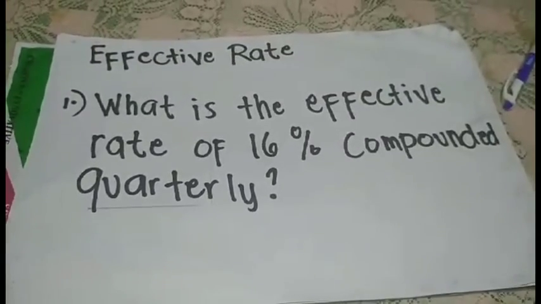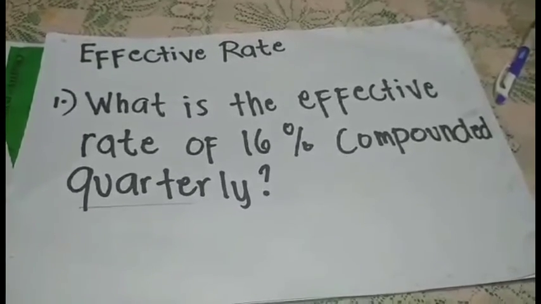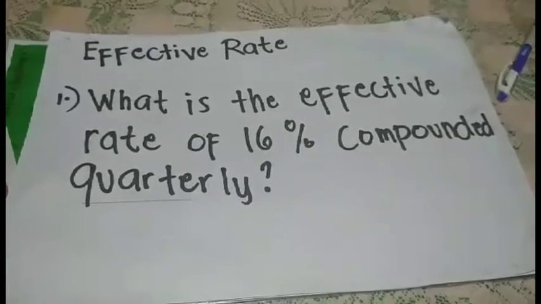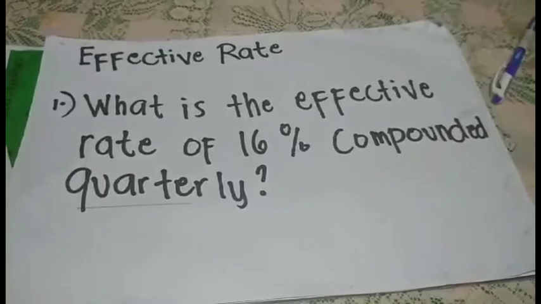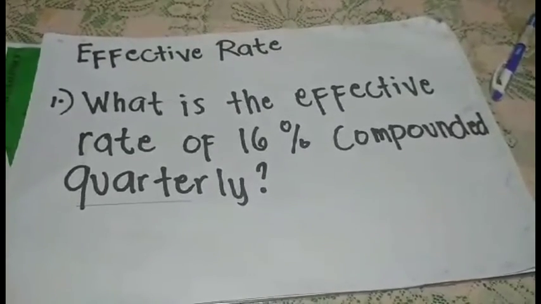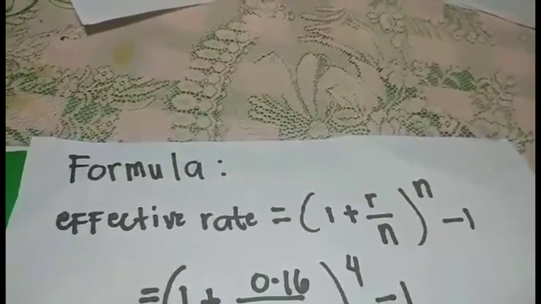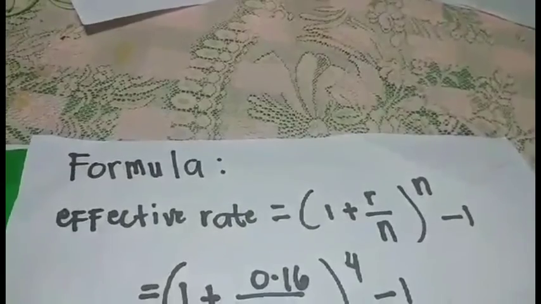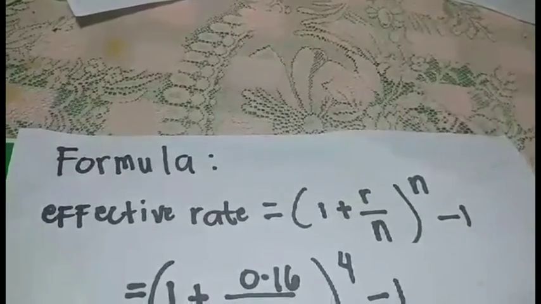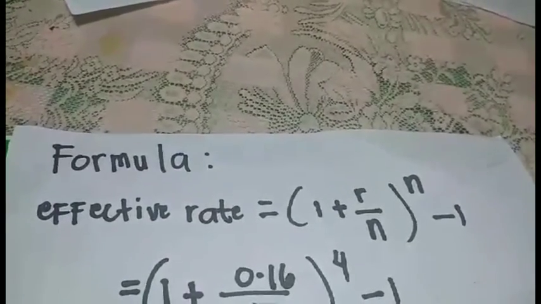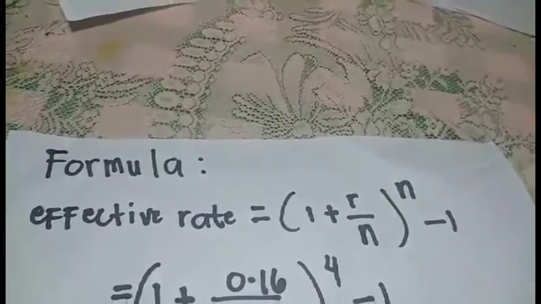So now let's proceed to effective rate. Effective rate is the simple interest rate that would yield the same amount after 1 year. So here is our sample scenario. What is the effective rate of 16% compounded quarterly? And now, here is our formula. Effective rate equals 1 plus the interest rate over the number of times, like for example quarterly or semi-annually, then raised to the power of the number of times, minus 1.